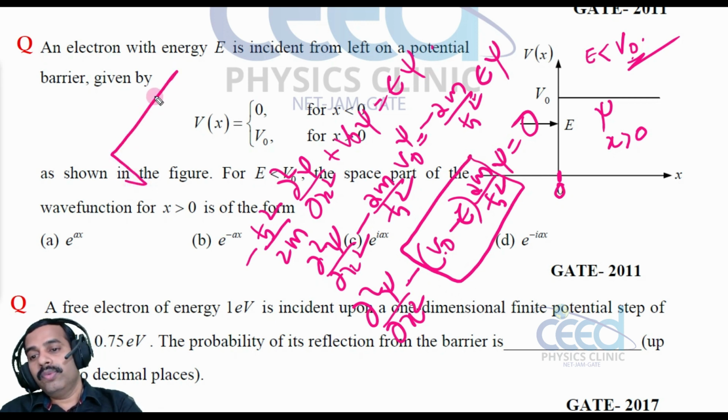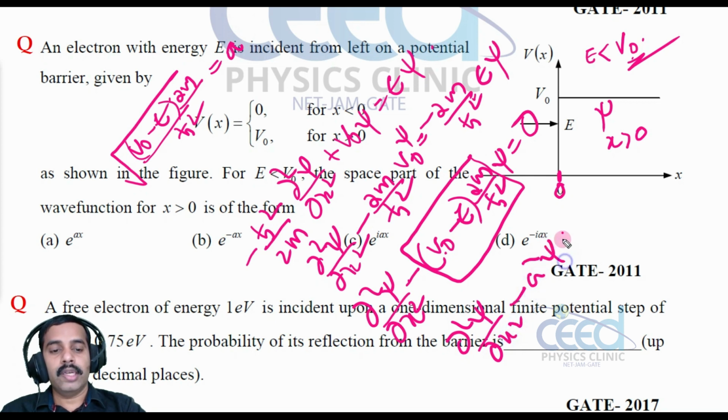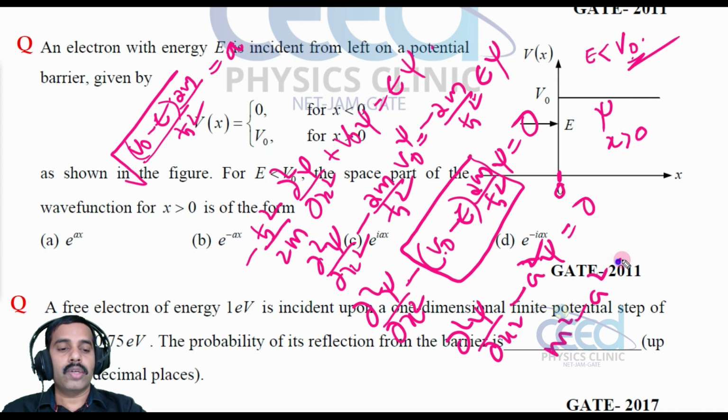So root of V0 minus E into 2m by h cross square, this I am taking as A. So A square. If I take such a substitution, I can write this as dou square psi by dou x square minus A square psi equal to 0. This is a differential equation with the auxiliary equation m square minus A square equal to 0. That is, m is equal to plus or minus A. So we have a solution, m is equal to plus or minus A.